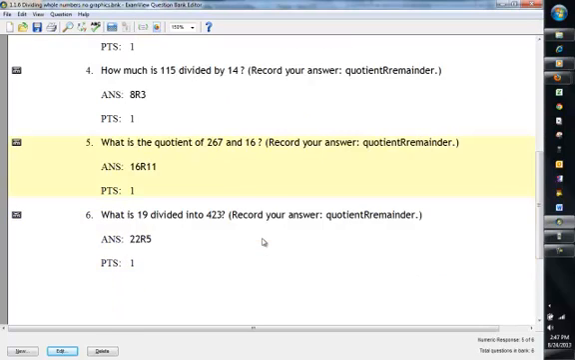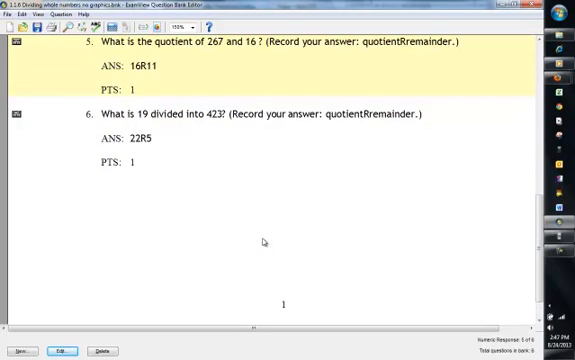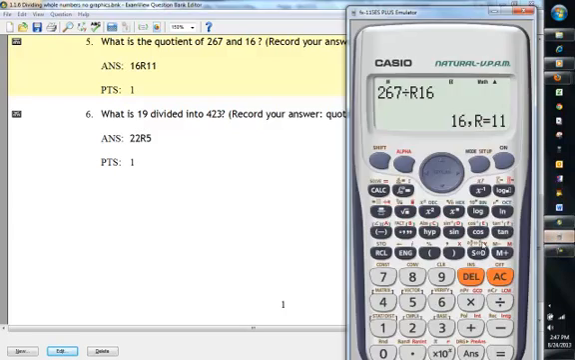Your remainder can never be bigger than what you're dividing by. Now this next one, it says divided into. In other words, it wants us to take 423 divided by, it's not a very good way to write it. I would never write it this way, divided by 19, and you get 22, remainder 5. Yeah, that just doesn't look right, does it?